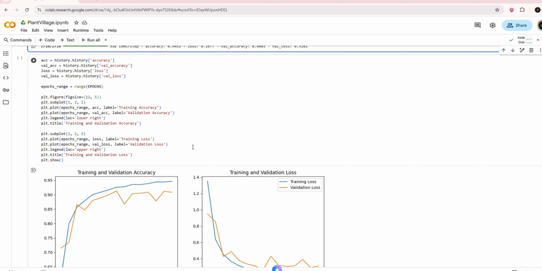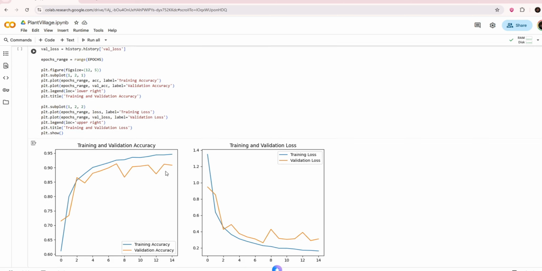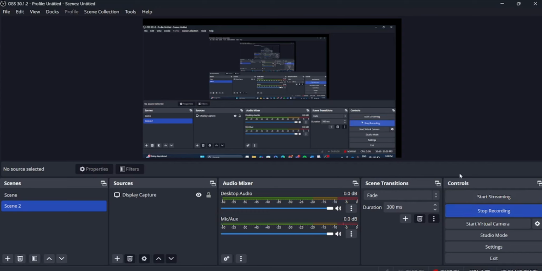If I plot these in a proper graph, as you can see, the training and validation accuracy is shown in this graph, and the training and validation loss is shown in this graph. Usually the training accuracy is much higher than the validation accuracy, but as the end result, this is the output that I got from this model.